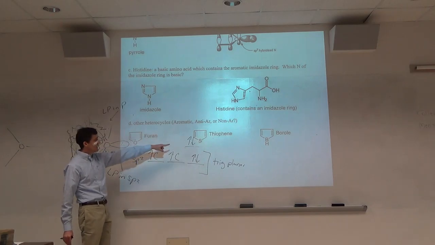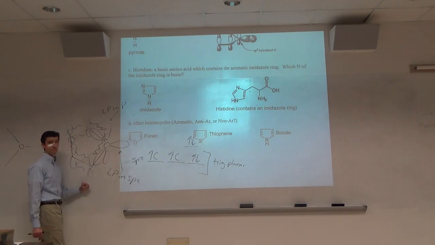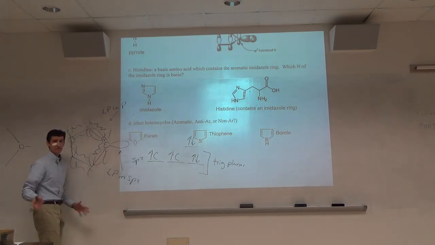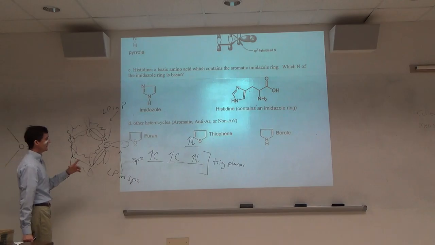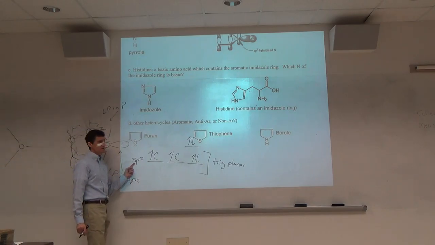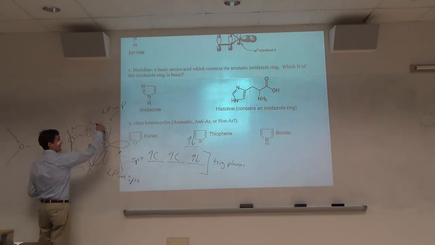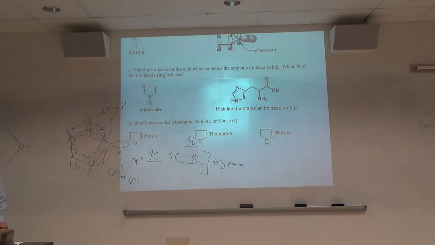What about thiophene? What's the difference between oxygen and sulfur? Sulfur's bigger. Other than that, is there any difference? They've got the same number of valence electrons. Thiophene, you just put an S there and it's the same thing, except it's bigger. What shell is this for oxygen? This is the second shell. For sulfur, you're dealing with the third shell. Orbitals are bigger. Sulfur's the same exact setup.